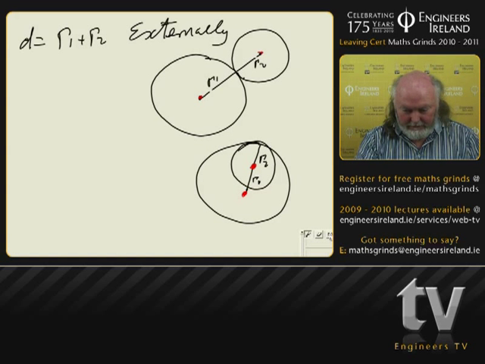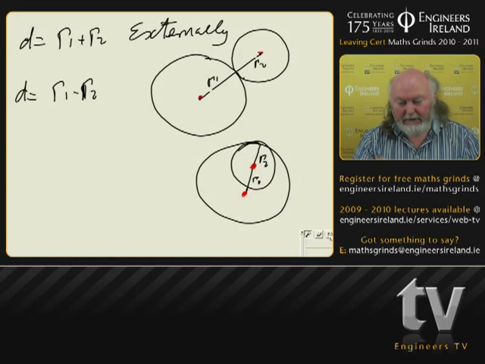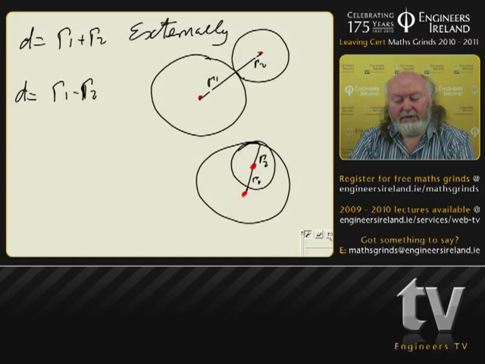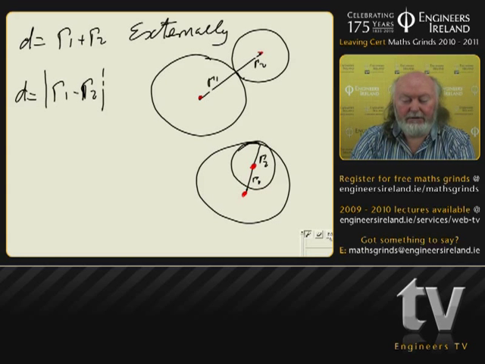The other is if D is equal to R1 minus R2. Now be careful, because if you've used the small r first, you could finish up with a negative number, and distance is always positive. So because of that, we do use the absolute value here. So whatever the answer that comes out of this, we're going to make it plus, because the distance is always positive. And if this is the case, it'll happen internally.